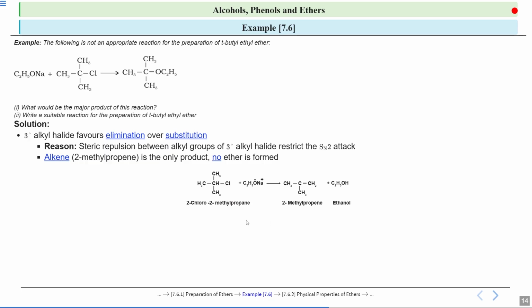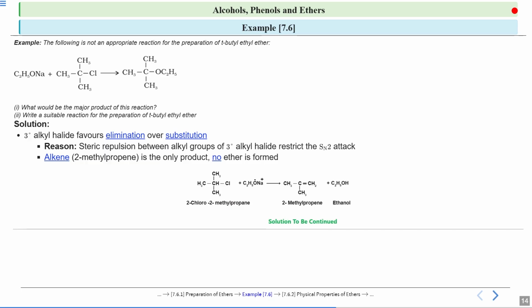So in this case, if you are taking a tertiary alkyl halide, then an alkene will be formed, not an ether. That is why, if you see in the question, it is a tertiary alkyl halide and an ether is formed, which is why this is a wrong reaction. In this case, an alkene will be formed instead of the ether.